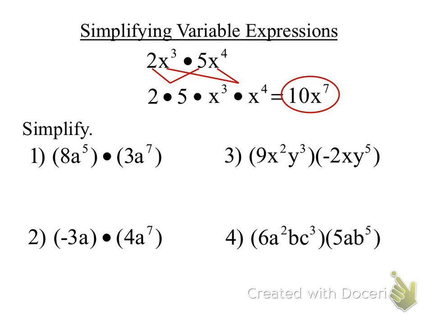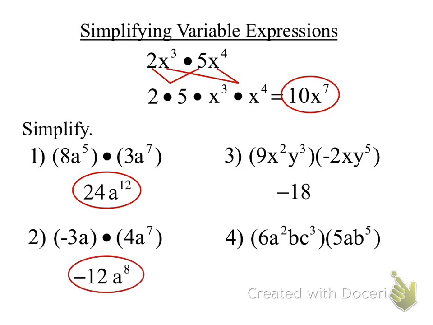Let's go. Let's start with Mike. What'd you get for number 1? Good. Next one, number 2, Grant. I got negative 12a to the 8th power. Perfect. Noah? For number 3, I got negative 18x to the 3rd power and y to the 8th power. Good. How'd you do, Nicole, on that one?